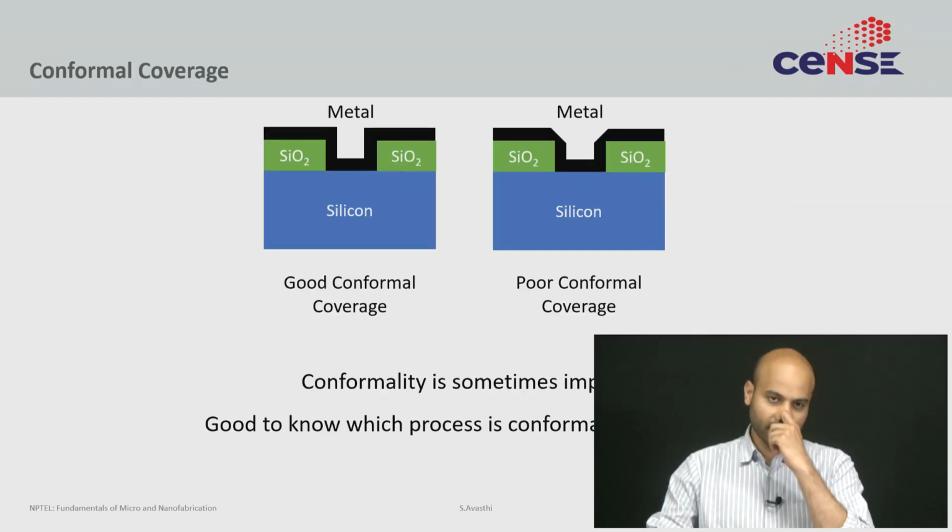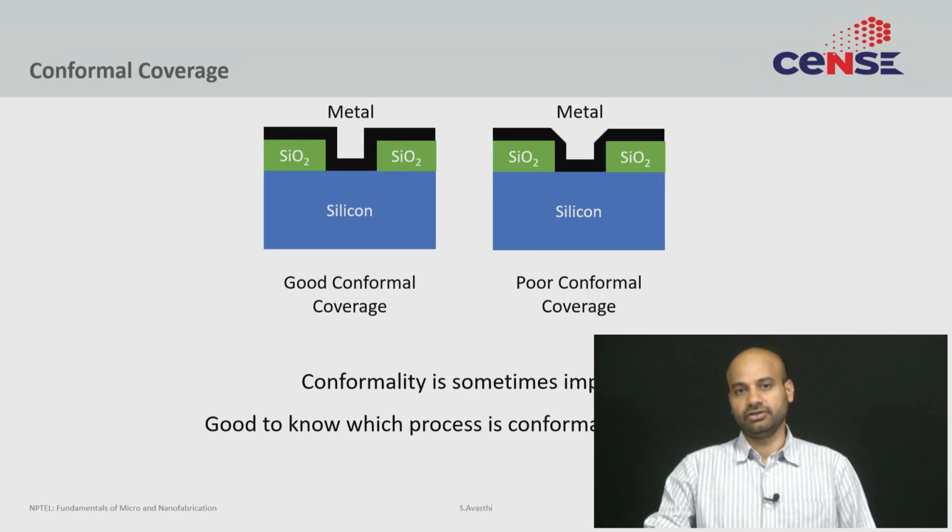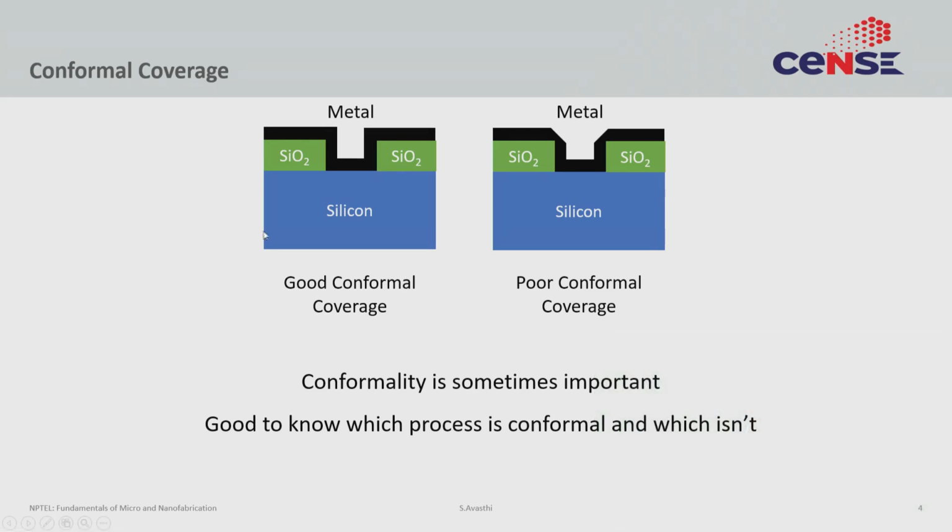The second concept is of conformality. So, conformality means that you follow the underlying topology. So, best explained by a figure again. So, here is a silicon. Supposing you have silicon dioxide on top and that silicon dioxide is patterned, and now you are going to deposit metal on top. So, now that metal can have a conformal coverage, and conformal coverage it basically maintains the thickness no matter what the underlying topology is. So, the thickness is consistent across this whole topology.